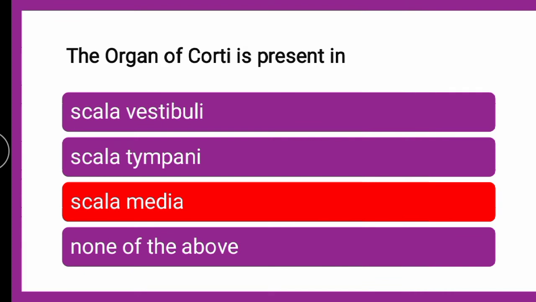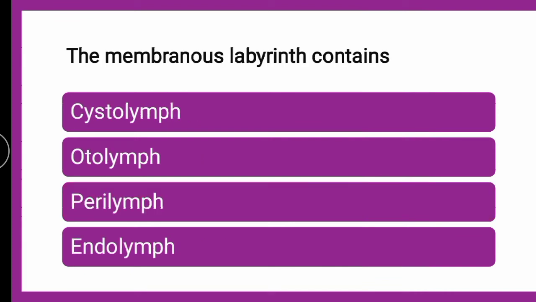Next question: the membranous labyrinth contains dash. Whether the membranous labyrinth contains cystolymph, autolymph, perilymph or endolymph. Which amongst the given is correct for the membranous labyrinth? You can put your answers in the comment section. Till that we will go for the explanation.